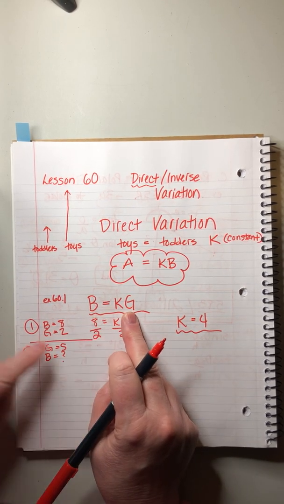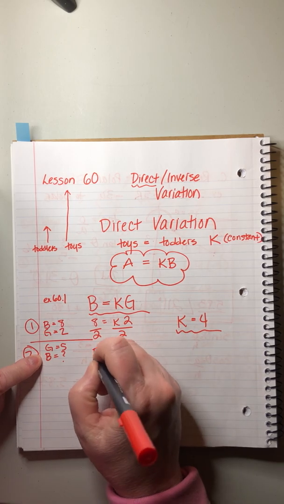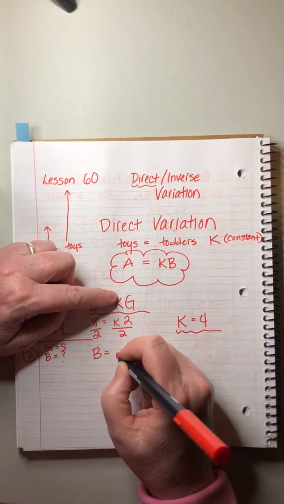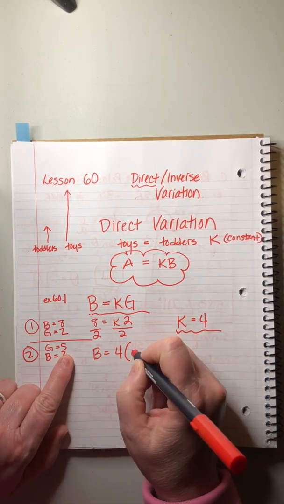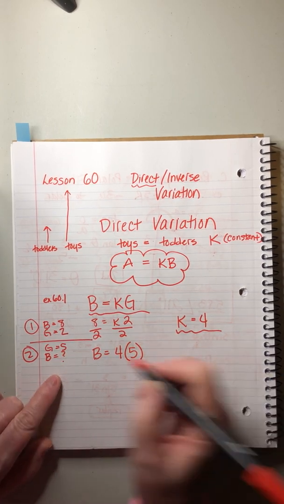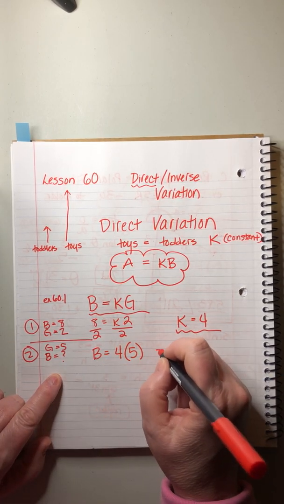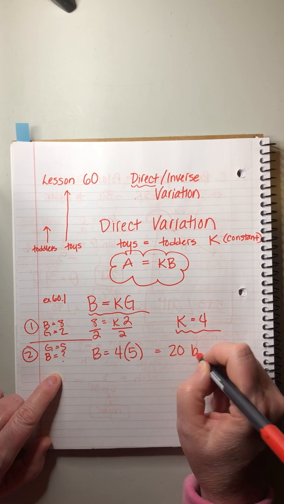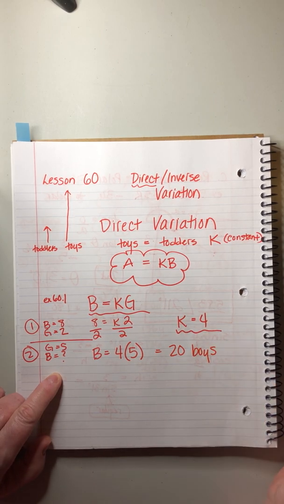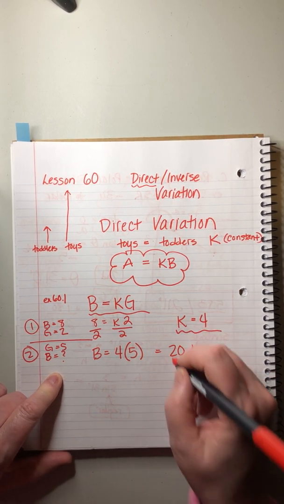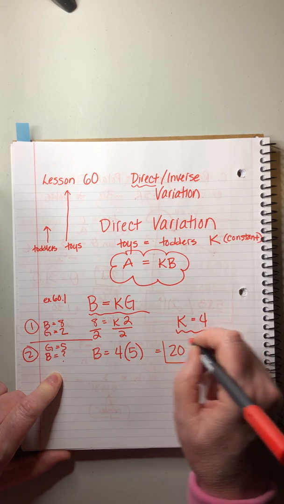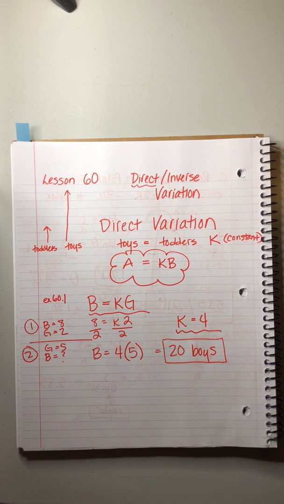We pay attention to our equation again. The number of boys equals the constant 4 times the number of girls, 5. So the number of boys in that second classroom is 20. Oh, that's pretty easy, right? Two scenarios. One allows us to calculate K. The other one allows us to answer the question. Okay?